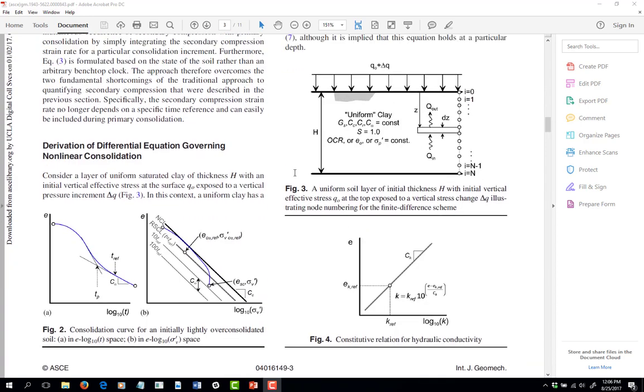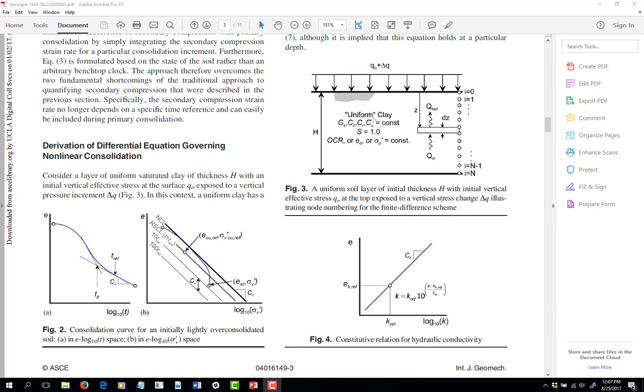All right, now let's talk about figure 3. So I've gone through the formulation of the secondary compression behavior. Figure 3 shows the problem being solved now using the finite difference solution. We have a clay layer of some height h, initial height, and it's under some initial vertical stress Q naught, and then there's going to be some additional stress increment, delta Q, added to it.